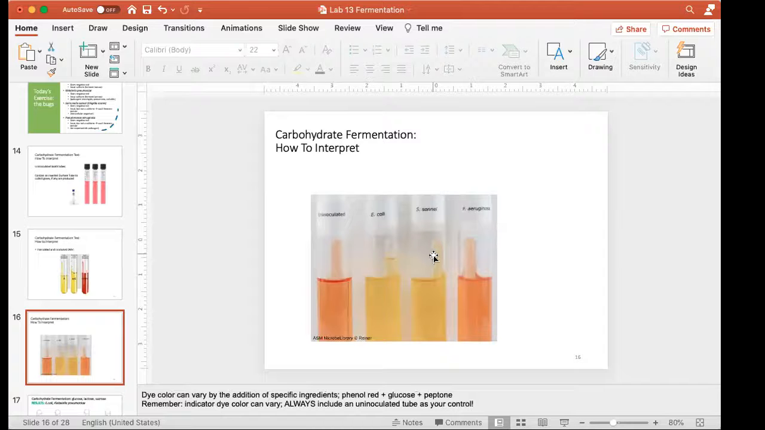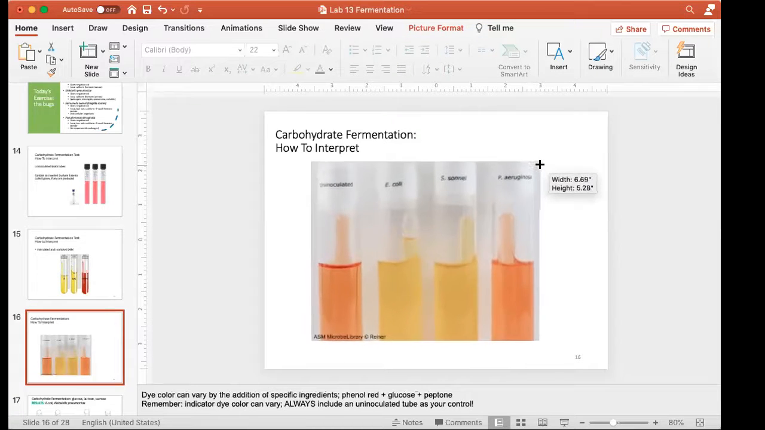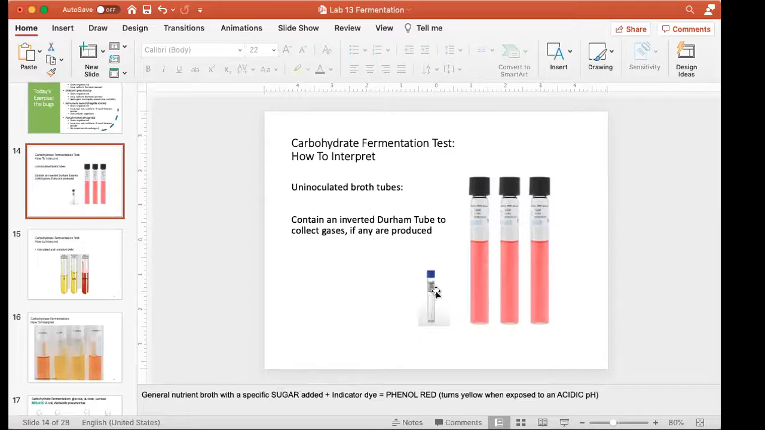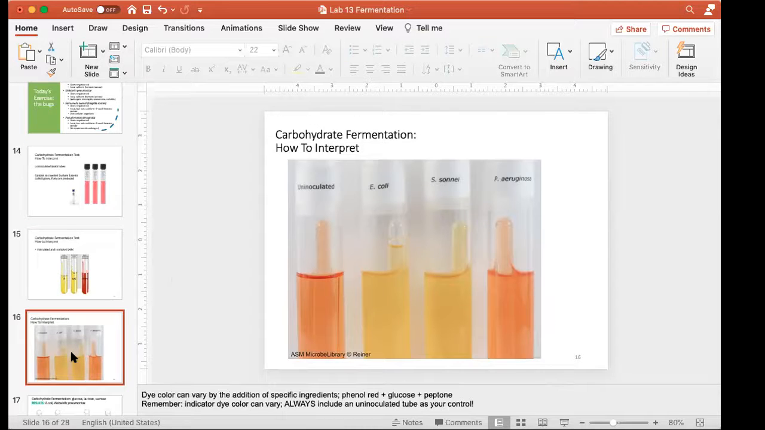So on this slide, what you're looking at is some homemade carbohydrate fermentation medium. It is perfectly fine to make your own in a laboratory. You can also purchase the carbohydrate fermentation medium. That's what these tubes are. This is a commercially available version of the test. But in some laboratories, it makes more sense financially to just make your own medium right in the lab. So this is the uninoculated control tube, and you can see the Durham tube sticking up.